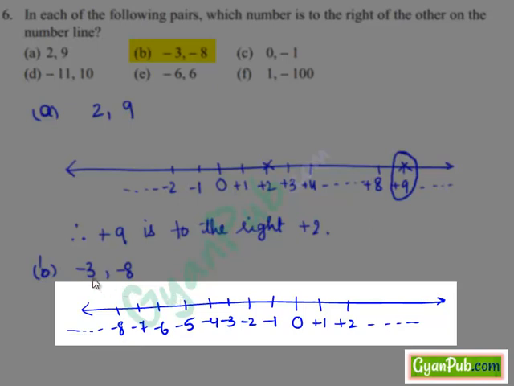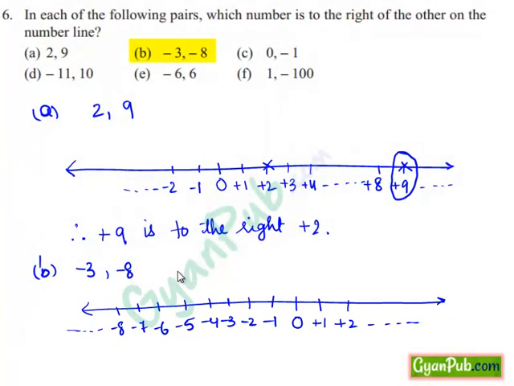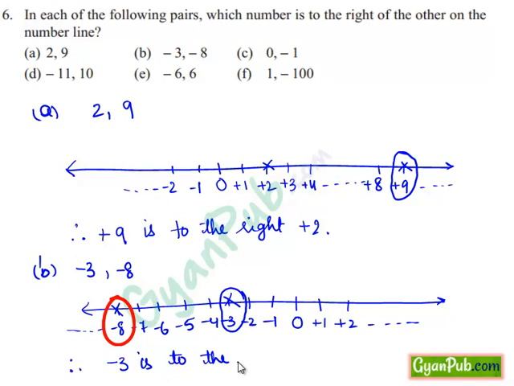First, we will mark minus 3 and minus 8 on the number line. By observing this number line, we will see that minus 3 is to the right side of minus 8. So, for the given values minus 3 and minus 8, minus 3 is to the right of minus 8. So, the answer is minus 3 is to the right of minus 8.